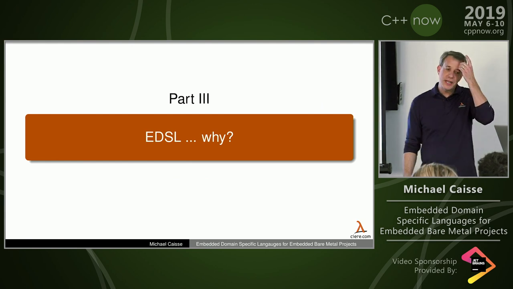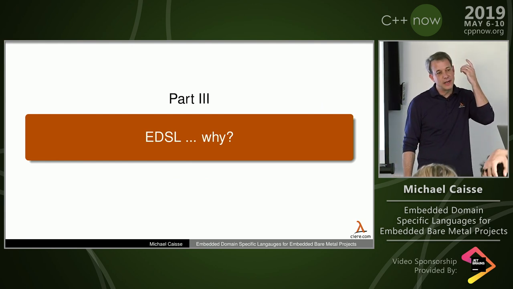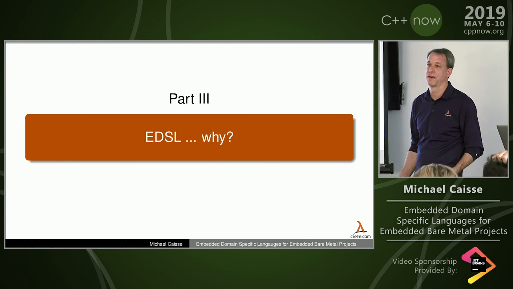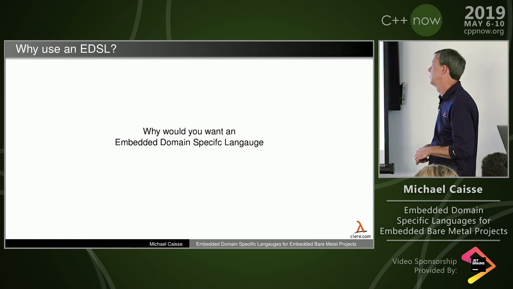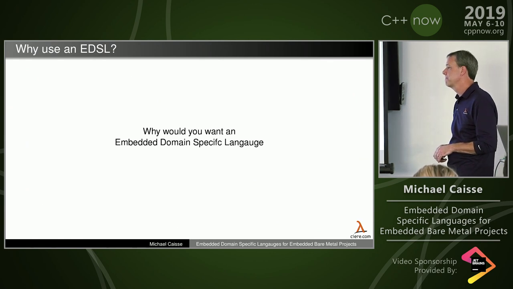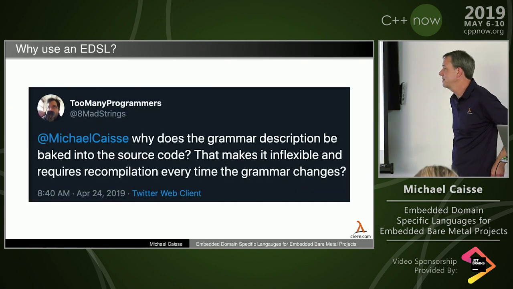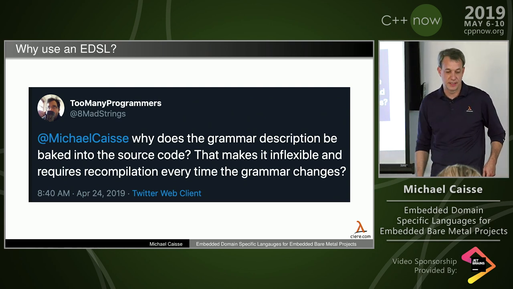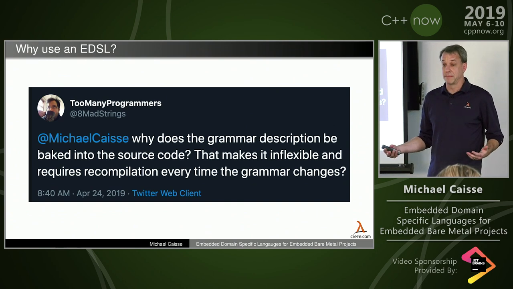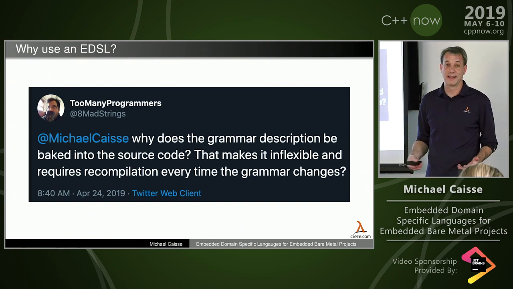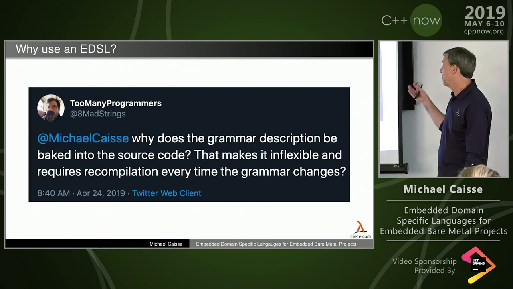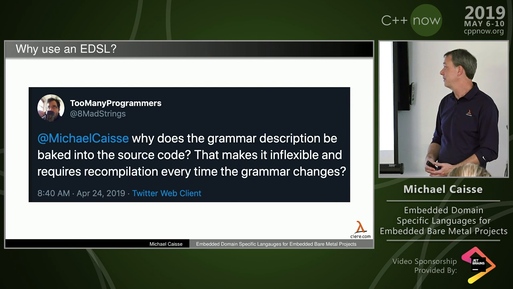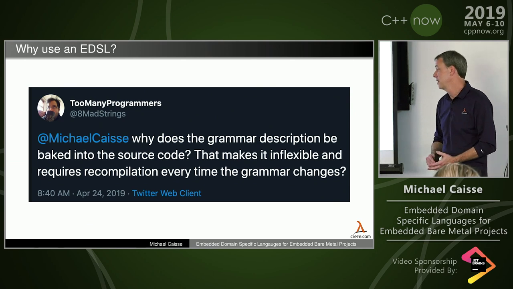OK, so the question now is, why embedded domain-specific languages? Why go there? Why not just use all the other tools that you have? OK, so it ends up that too many programmers tweeted with my name mentioned out of the blue, like I didn't have a conversation going on about anything, that why does the grammar description, why is it baked into the source code? It makes it inflexible, requires recompilation every time the grammar changes.